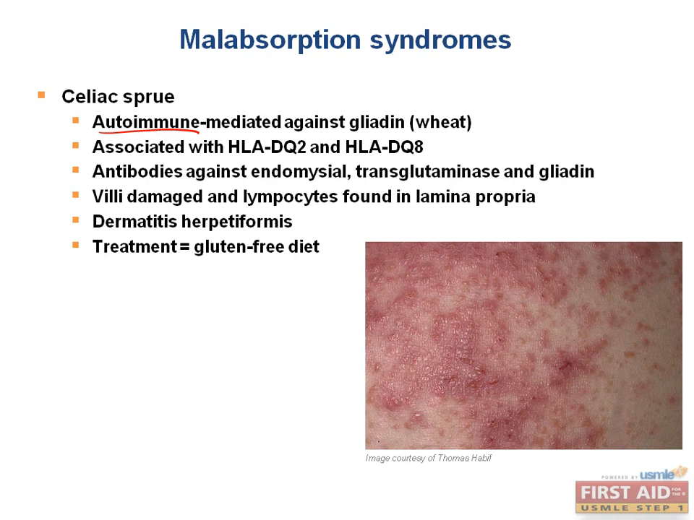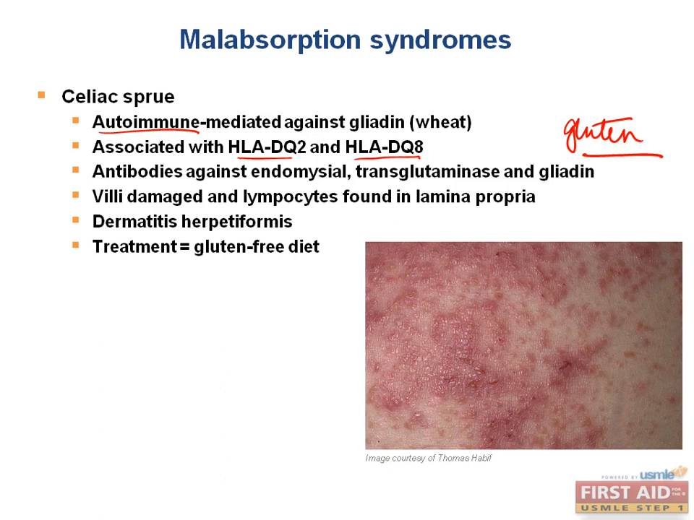The pathophysiology involves autoimmune intolerance to gliadin, which is a glycoprotein found in wheat and is the major component of gluten. The antibodies are useful in testing for the disease, including anti-endomysial, anti-gliadin, and anti-tissue transglutaminase, or TTG. It is associated with HLA-DQ2, HLA-DQ8, as well as people of Northern European descent.